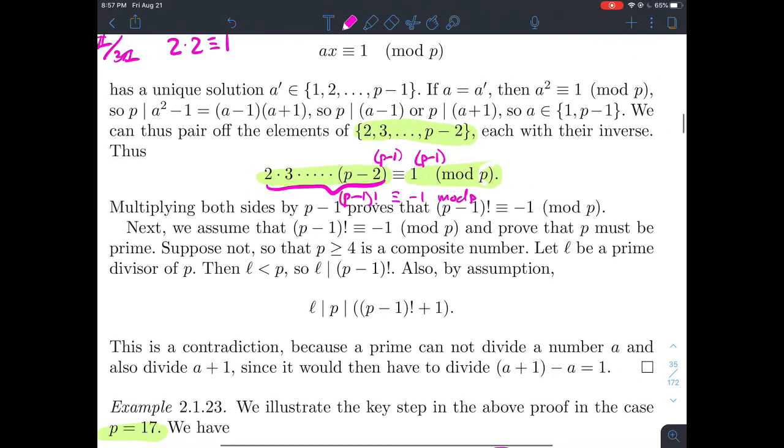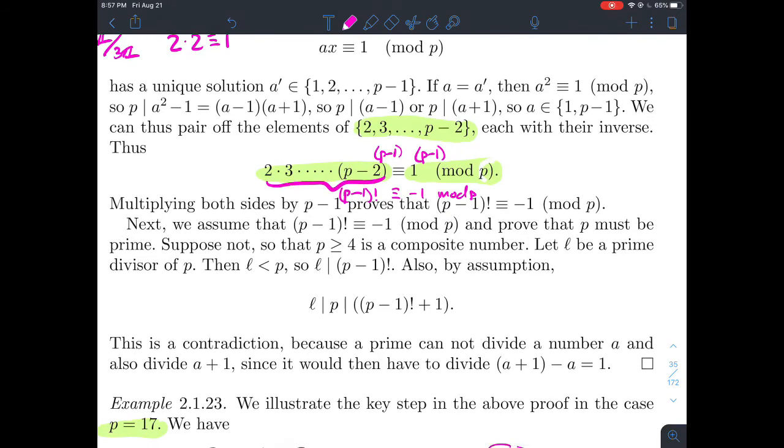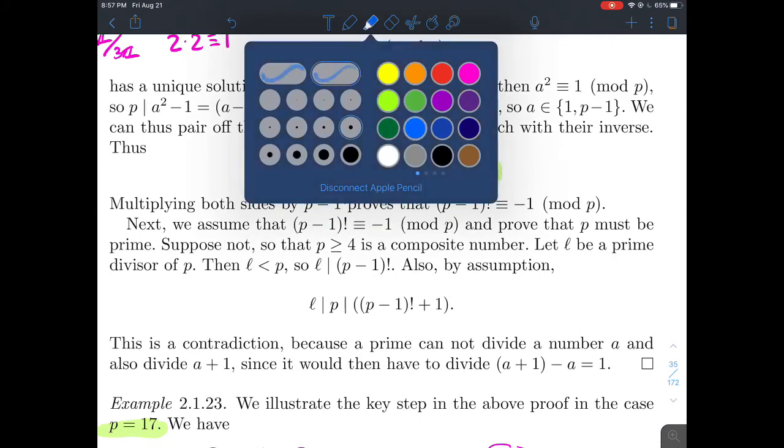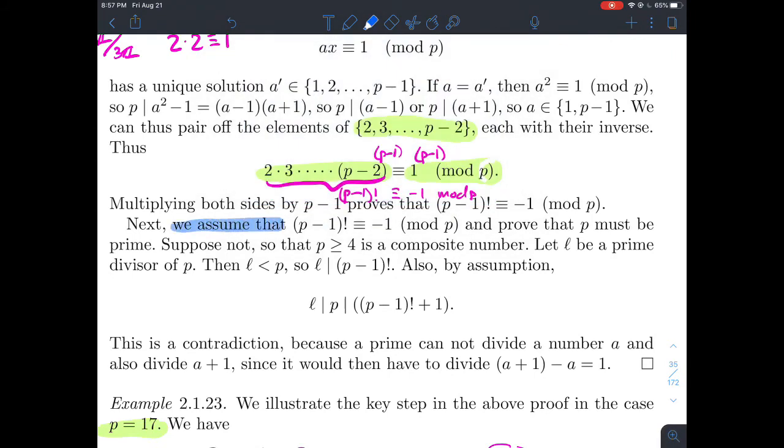Since this is a biconditional, an if and only if, now we've got to do the other direction. So the next thing that we'll do, I'll pick a different color too, that sounds fun. Let's assume that p minus 1 factorial is congruent to negative 1 mod p. So we want to show that p has to be a prime. So let's do a proof by contradiction. Suppose p is not prime. That means p is at least 4 and it's composite.